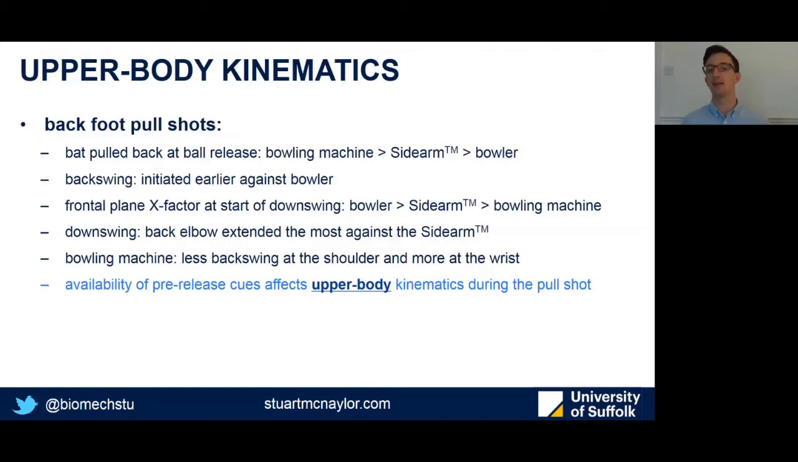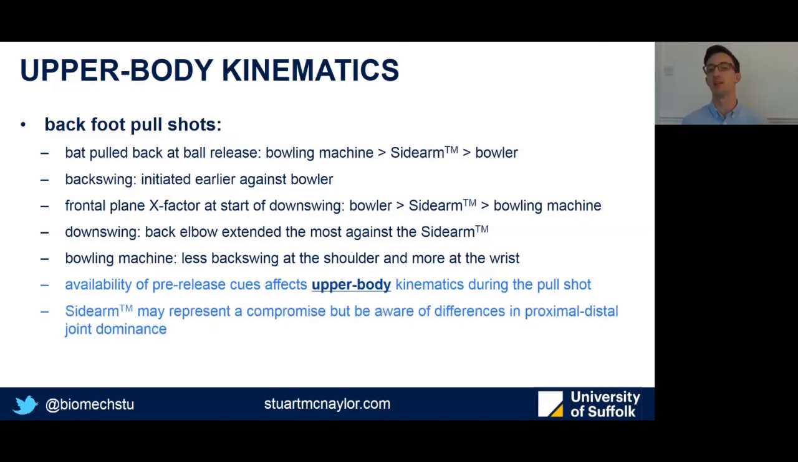And this led us to conclude that delivery method or visual cues do affect upper body kinematics during the pull shot. The sidearm might be a compromise between the other two, but we should be aware of differences in proximal to distal joint dominance and should try to ensure that batsmen are exposed to that pre-release visual information as much as possible.